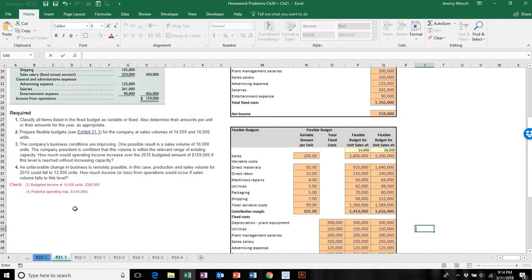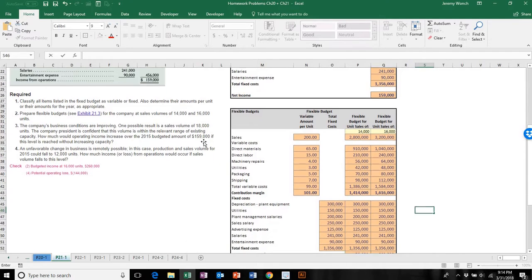So in part 3, it says the company's business conditions are improving, and they think that they can do 18,000 units. So they want to know, hey, how much profit will we actually make compared to this 159 if we actually can reach this level of 18,000 units?